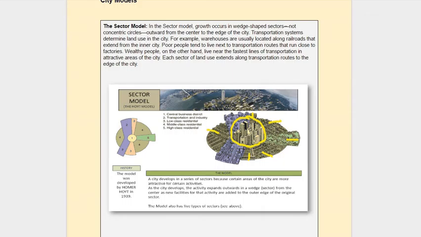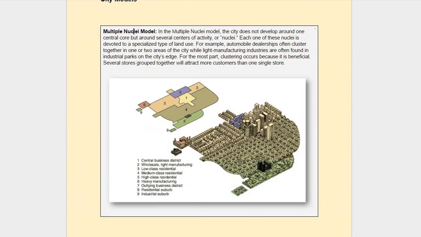Another way would be the multiple nuclei model. In this, the city does not develop around one central core, but around several centers of activity, or nuclei. So you can see that you've got a business district here. Over here is middle class residential. Over here is industrial. Number 3, low class, oh no, low class residential, so working class residential. This is the industrial area right here, and you've got the upper class area here. And again, it doesn't have connections. It's also not in rings.